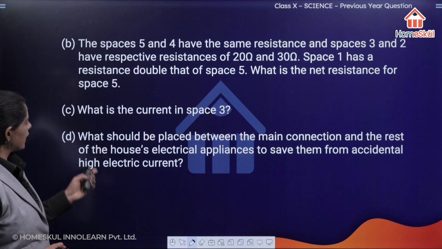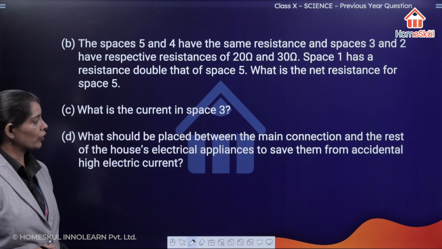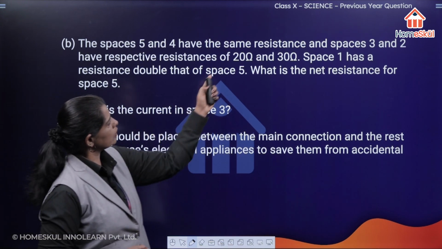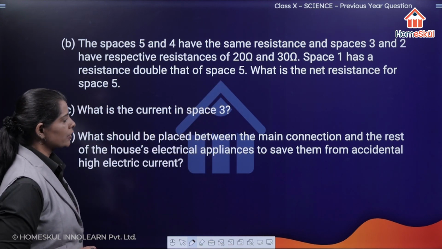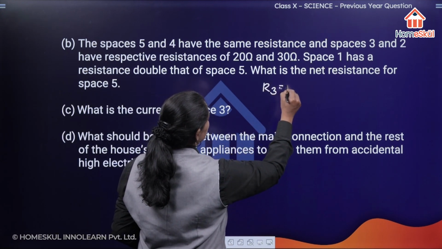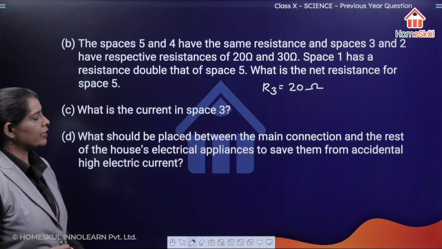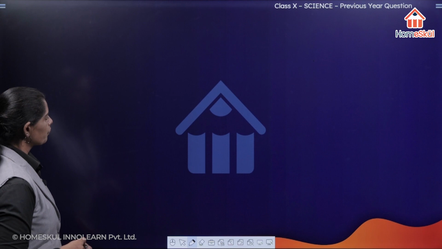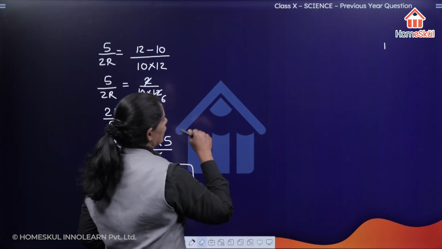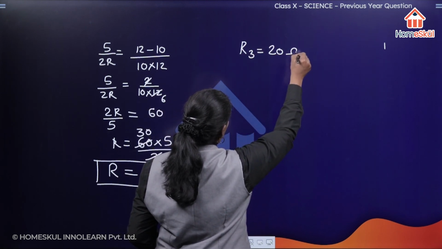Now coming to the second part, what we have to find out is the current in space 3. Okay. So let's go for it. Space 3 has a resistance of 20 ohm, right? And we have to find the current in space 3. So here we are given R3 equal to 20 ohm and we have to find out the current.